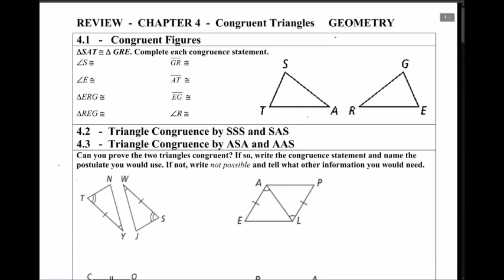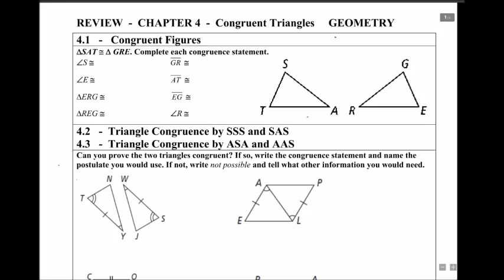Review Chapter 4. This is going to be the first half of our Chapter 4. We'll do 4.1 through 4.3. So let's get started. 4.1 was congruent figures, and we said that the definition of congruent polygons is that all corresponding sides and all corresponding angles are congruent.